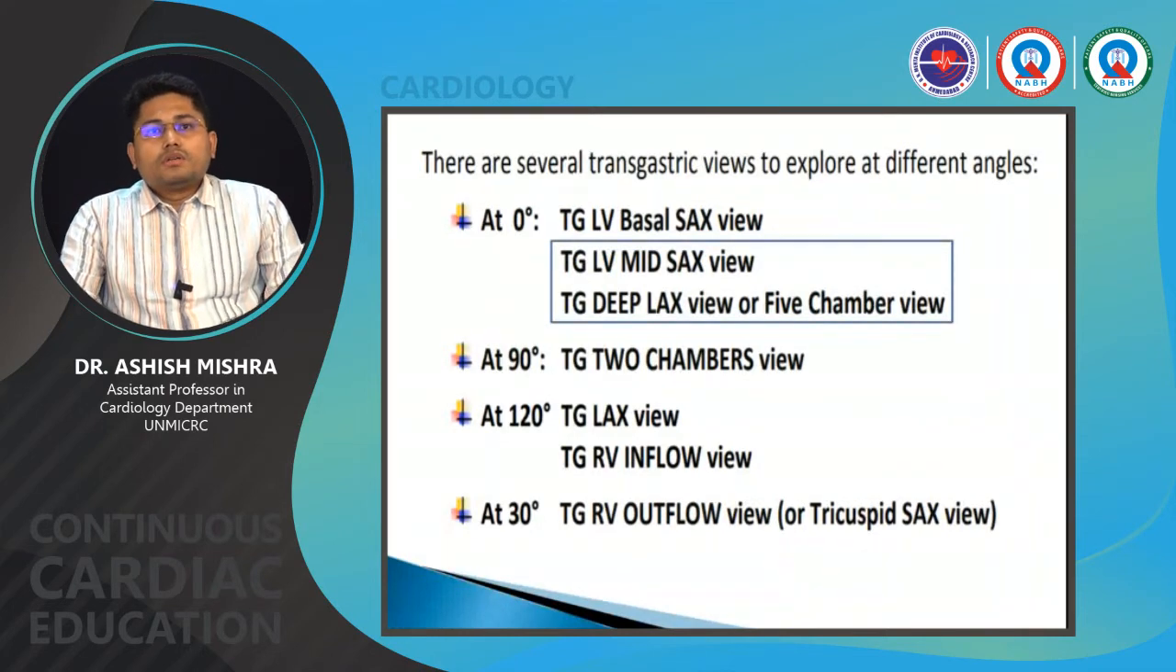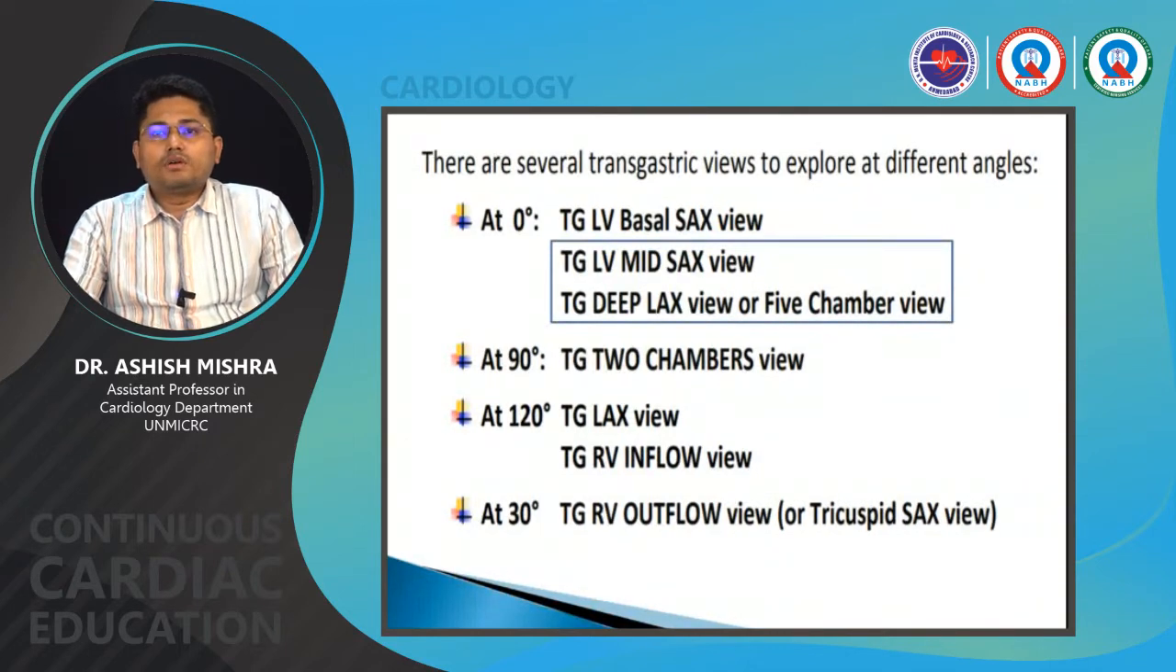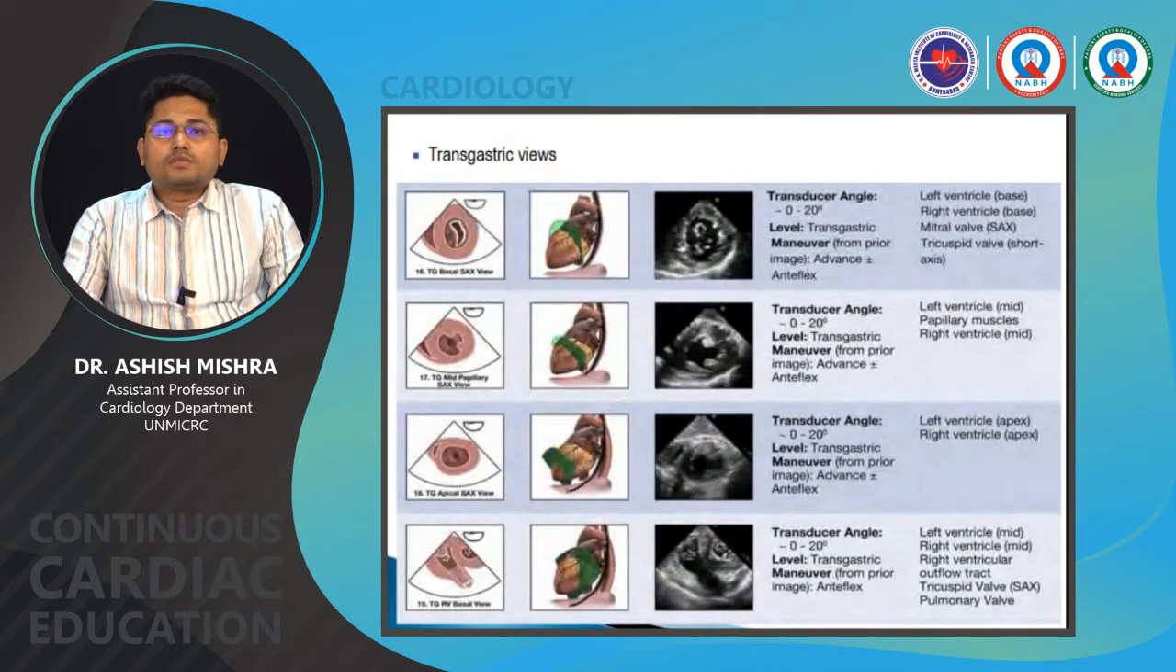Now moving on further, we have several transgastric views to explore at different angles. At transducer angle 0, we can have a transgastric LV basal short axis, LV mid short axis, and deep long axis view or the 5 chamber view on transgastric deep intubation. At 90 degree transducer angle, we can see the transgastric 2 chamber view. At around 120 degree, we can have the transgastric long axis view and also the RV inflow view. At around 30 degree, there is a special view for the tricuspid valve, which is the tricuspid short axis view, which delineates all the 3 leaflets of the tricuspid valve.